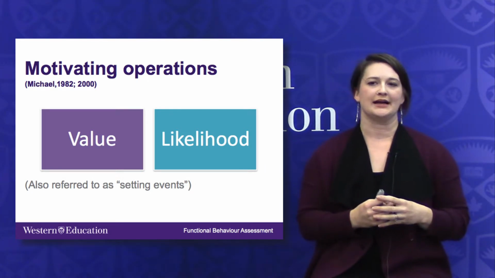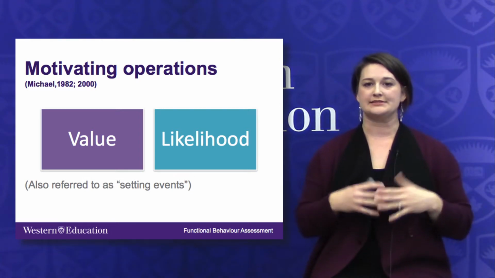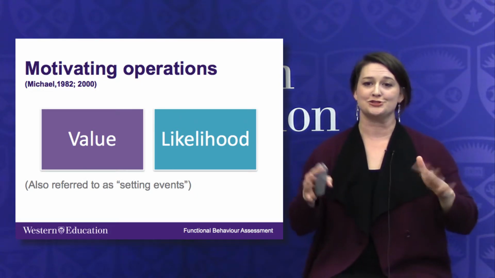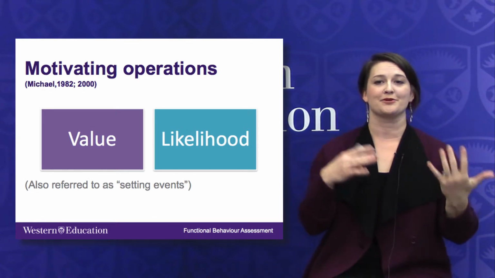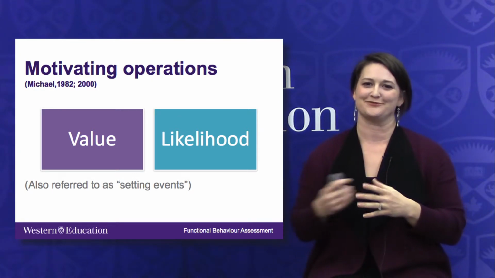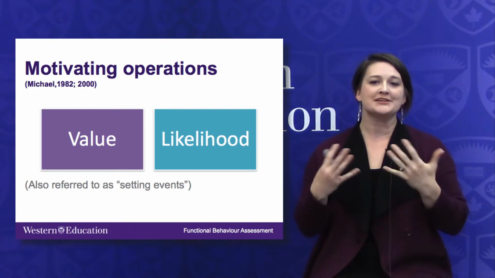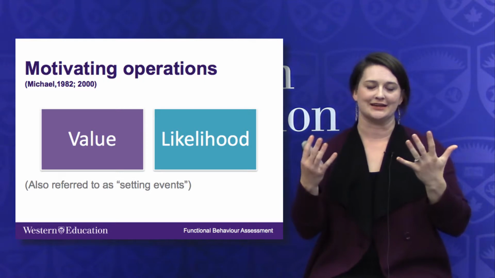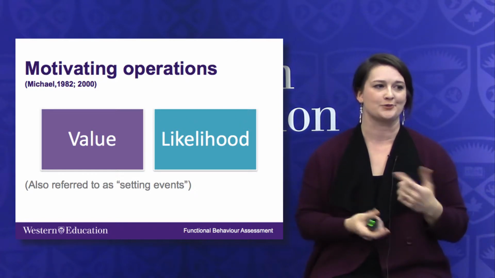So what this might look like is, I've eaten a lot of food, I've had a lot of snacks. That's going to decrease the value of food as a consequence, so I'm less likely to do things that get me access to food. But if I'm super hungry, now I'm going to perform things that get me access to food in the future, because it's now more valuable as a consequence. So it's going to change the value of that consequence for me, and it's going to change the frequency of responding for that behavior that has experienced that consequence in the past.